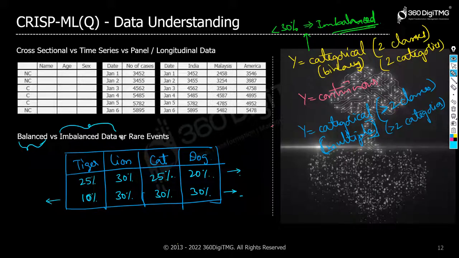Jokes aside, whenever you're in doubt, especially when it comes to data science, you are expected to experiment, friends. Apply techniques assuming data are balanced. Apply techniques assuming data are imbalanced and see which of these techniques is giving you good results. Stick to that. Okay. All right.